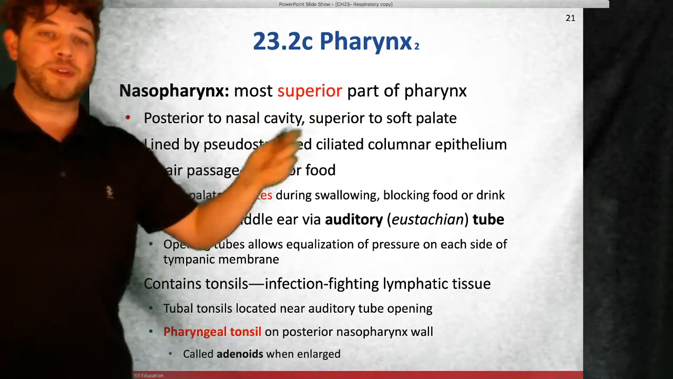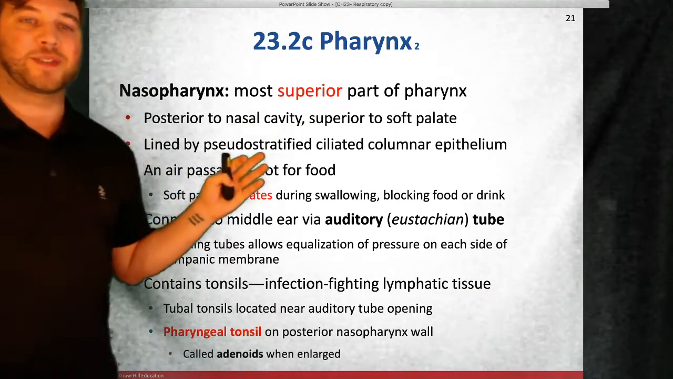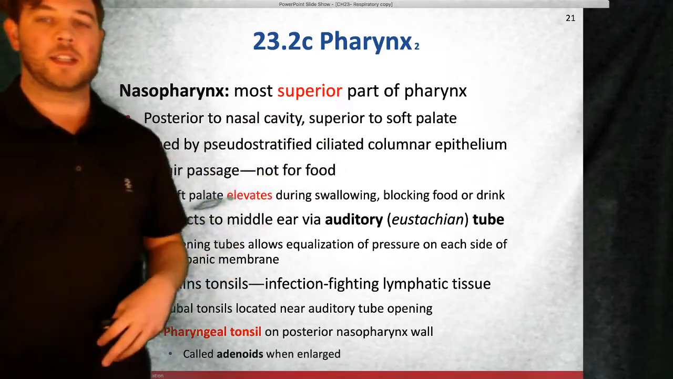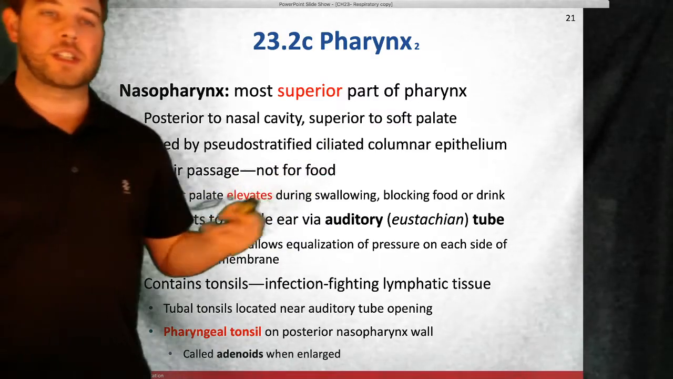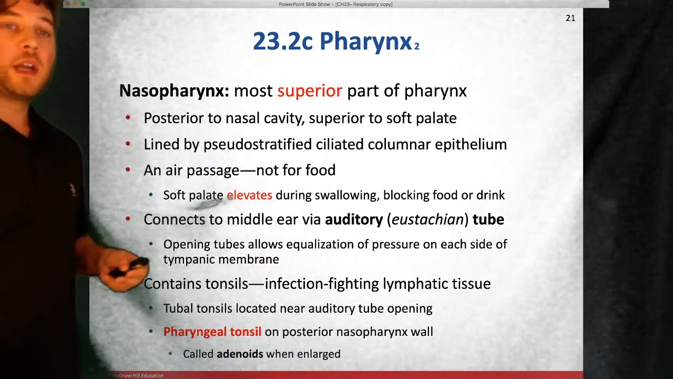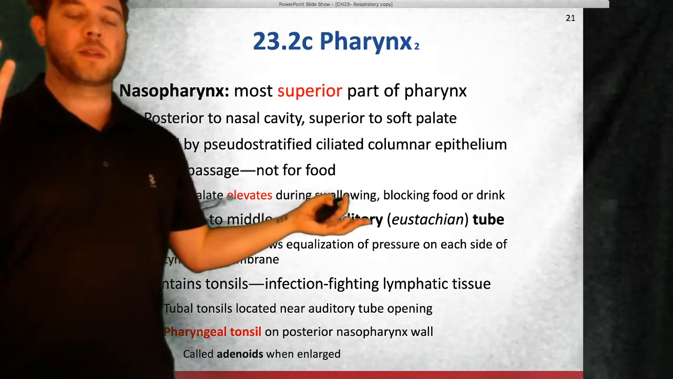The nasopharynx is the most superior part of the pharynx, posterior to the nasal cavity and superior to the soft palate. It has pseudostratified ciliated columnar epithelium. It's an air passage. It is not for food. You should not have food coming in. Sometimes food goes up, and it is uncomfortable. The soft palate elevates during swallowing to block food or drink.